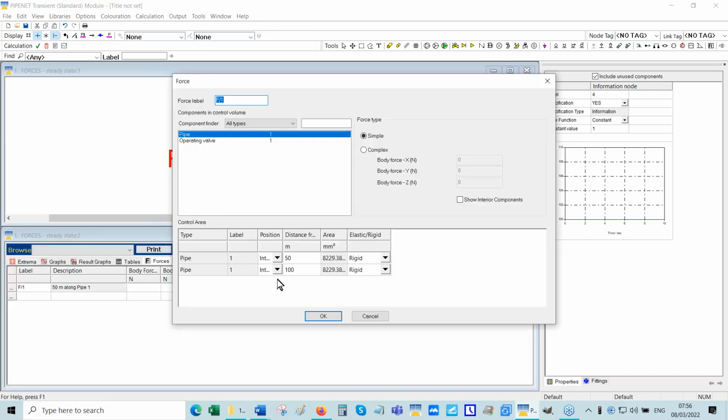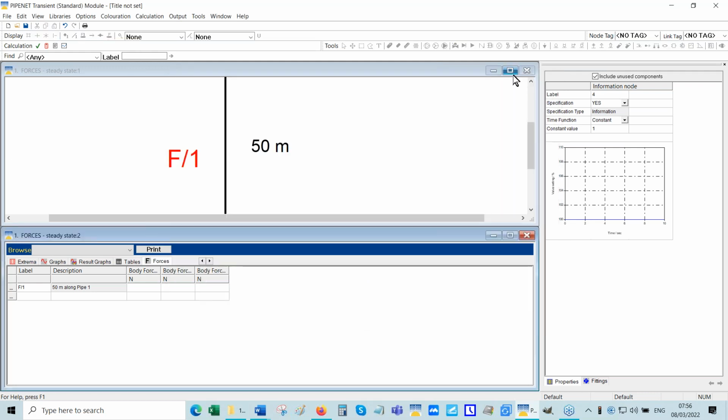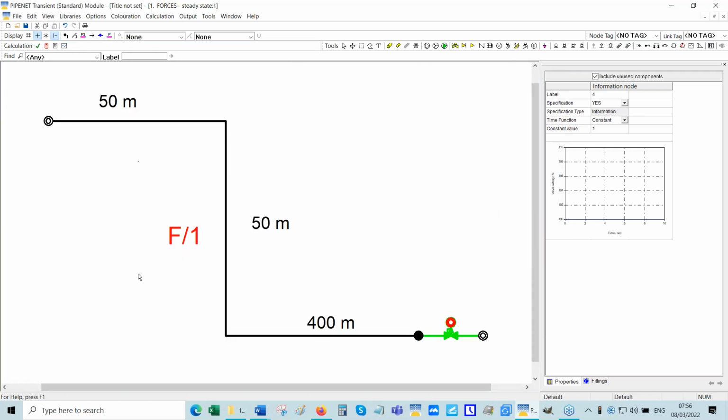See, we're saying the control volume is the interior point. One is 50 and the other point is 100. We'll see a little bit more about this in just a minute. But this is only to show you that in steady state, the force is equal to 0. So let's do the calculation.